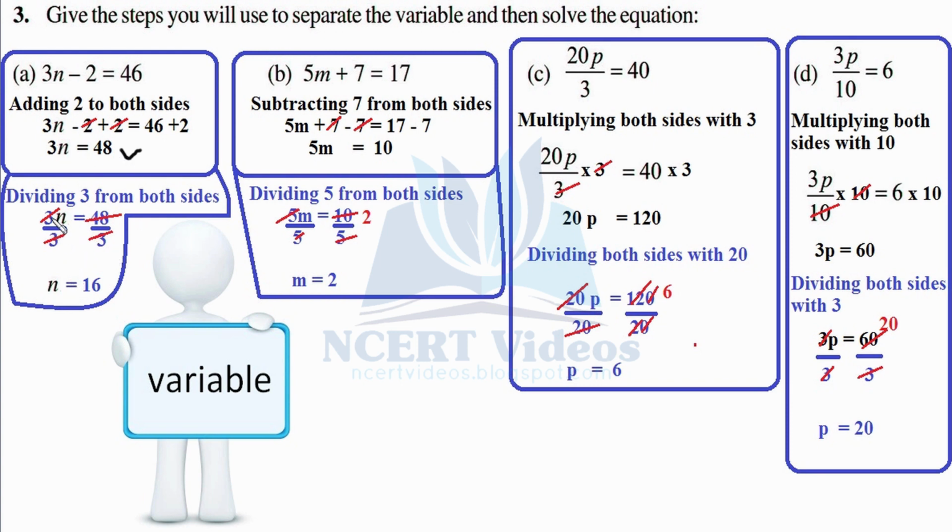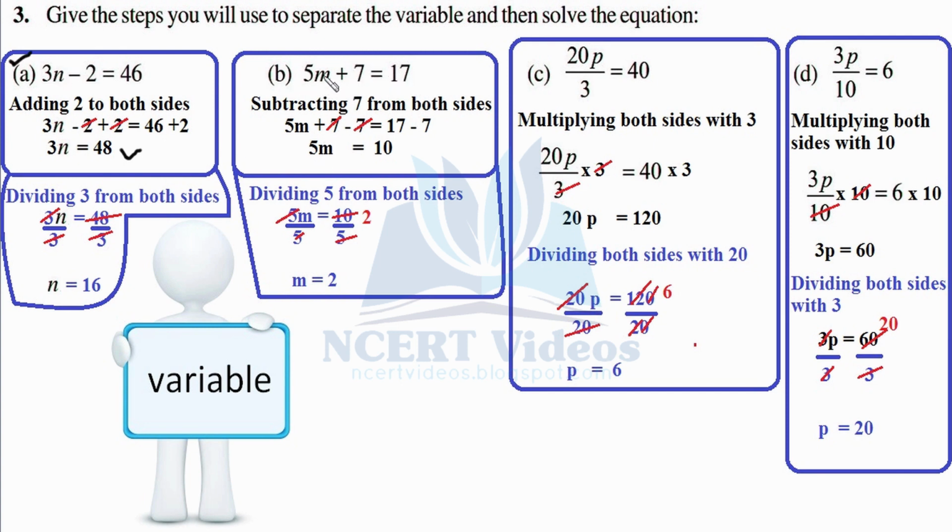The 3s cancel and n is separated. 1 3 is a 3, and 3 1 is a 3, 1 is left as remainder, 1 8, 3 6 are 18, so 16. n equal to 16 is the final solution of this equation. B, 5m plus 7 equals 17.